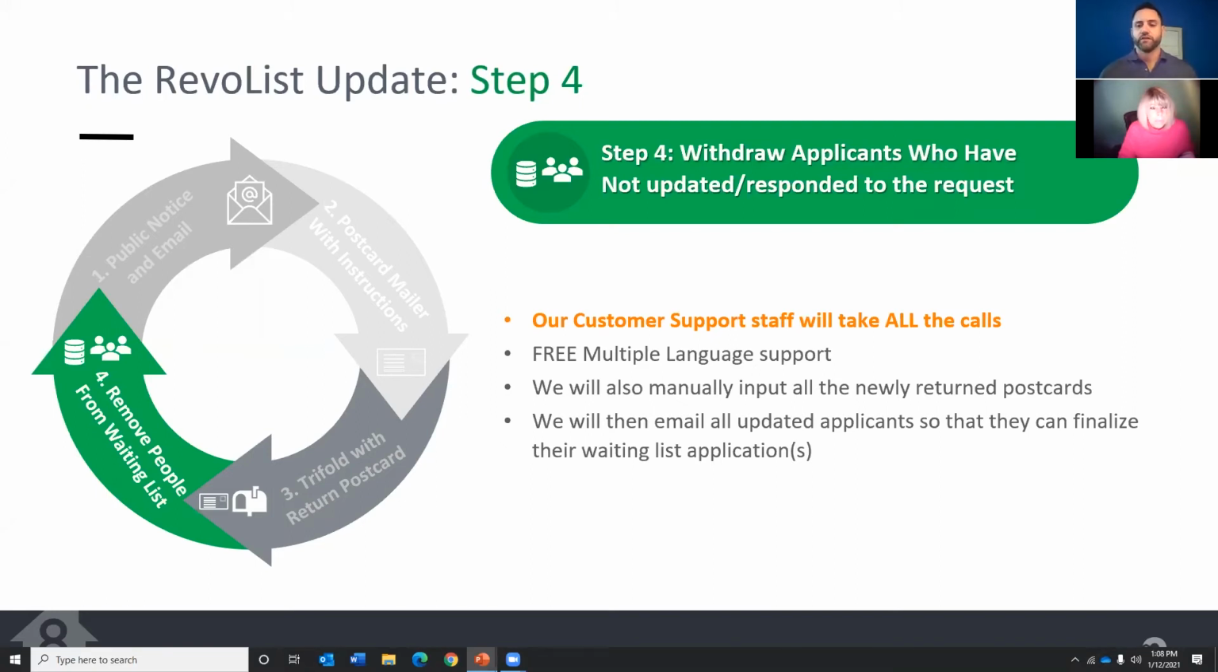We will also manually input those newly returned postcards that have been sent in from applicants and update their initial information for them. We will then send an email and or text message to them with information they provided on the response card so they can finalize the waiting list update.